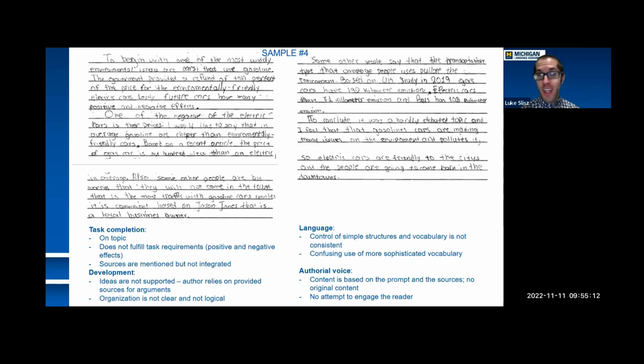So since there's a lot of content from the prompt and the sources and no expansion on that to further expand the writer's argument and their opinion, there's not much original content for the reader to latch onto and to engage in this case. So this is basically a lot of sources all jumbled together with no coherent argument being made based on information in those sources.